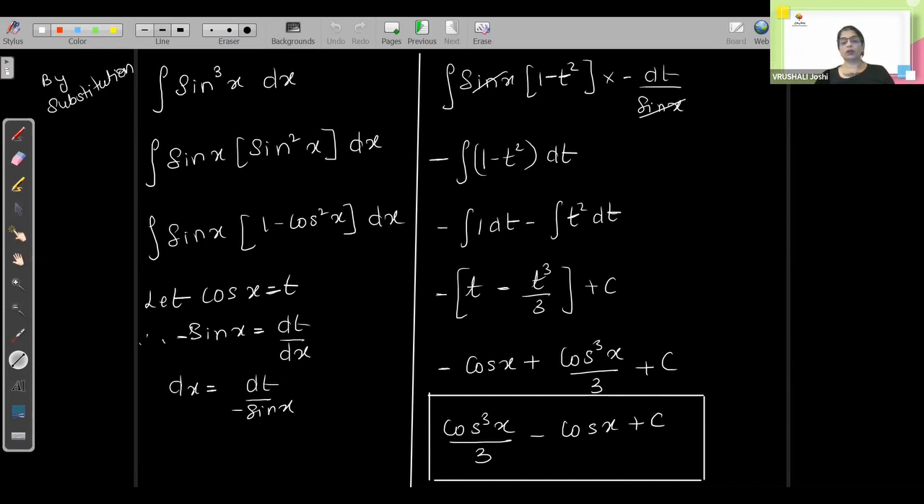Correct? Question number 7.1. First of all, let's see what are the important questions. 7.1 exercise क्या है? We know what 7.1 exercise is. Correct? So let's write down here important question. 7.1 सिर्फ formulas use करना है. Correct? Only formulas we are using. Important questions.